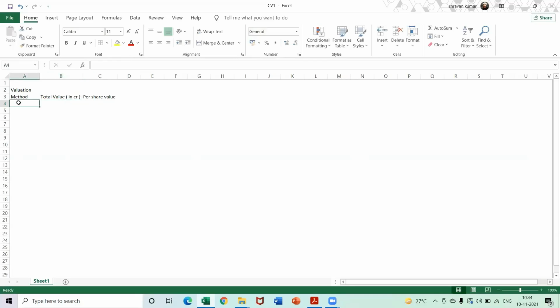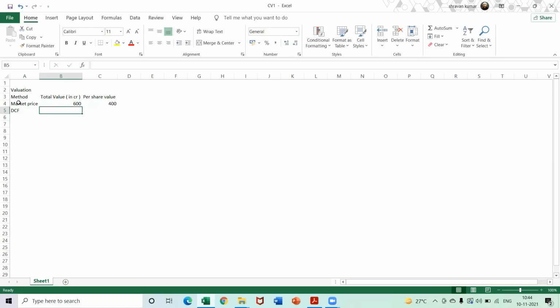Right? So what are the methods? Market price, DCF. I'm just using shortcuts, but you don't do it, right? What is total value? 400 into 1.5. What is per share value? This by 1.5, right? So yeah, DCF method we'll find out.